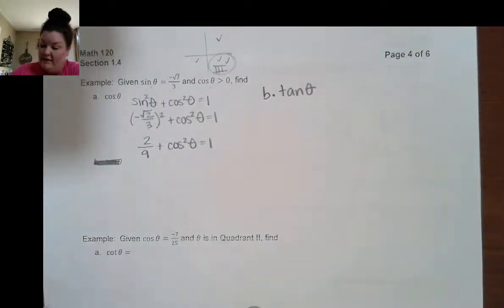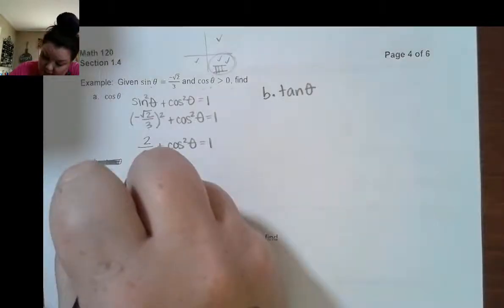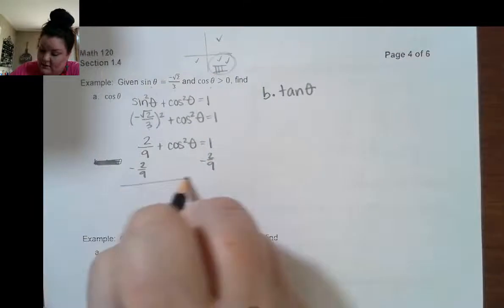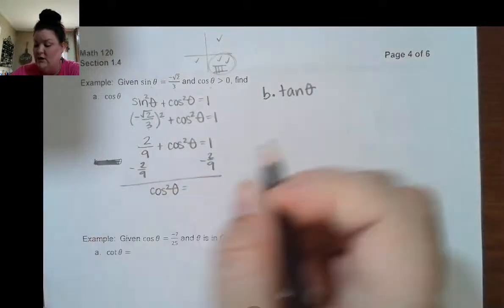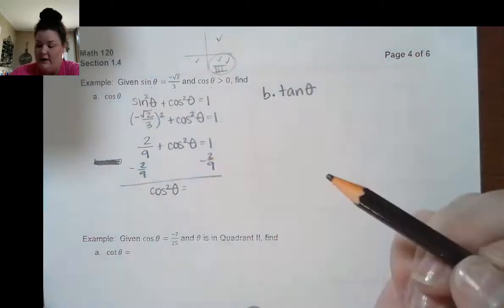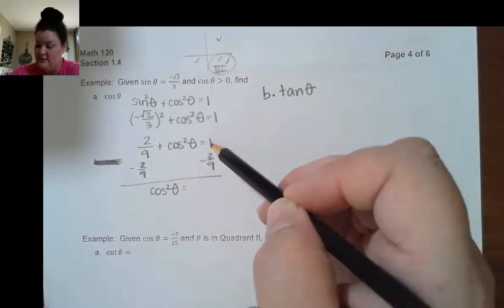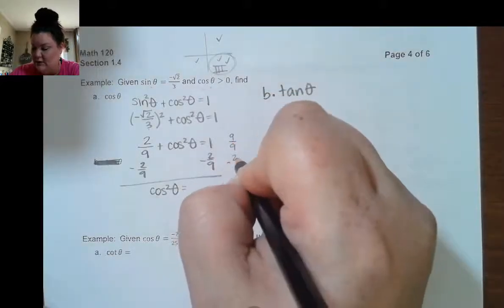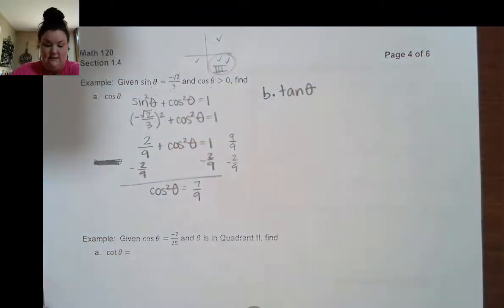Now I need to move my 2/9 to the other side. So I'm going to subtract 2/9. Right. So I end up with cosine squared theta is equal to 1 minus 2/9, right? Well, 1 is the same as 9/9, right? 9/9 minus 2/9 gives me 7/9. 7/9, right? And then this is squared.